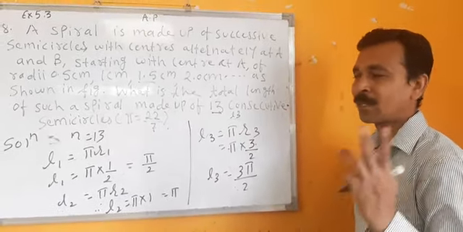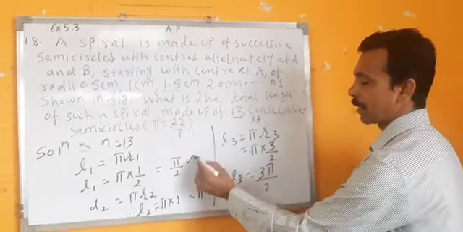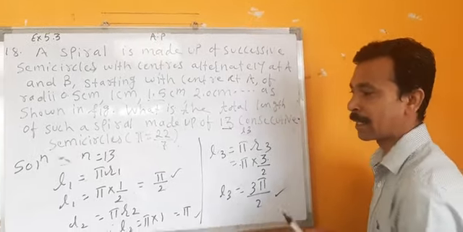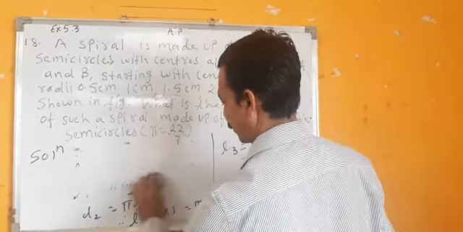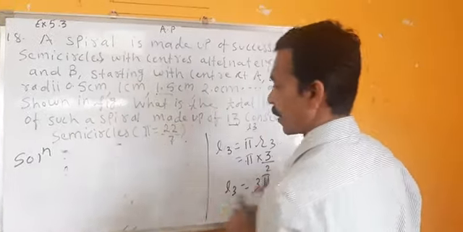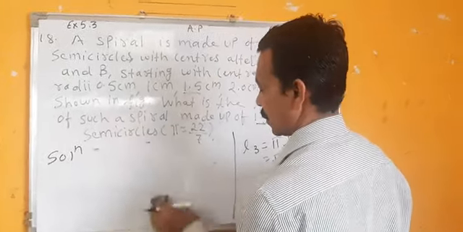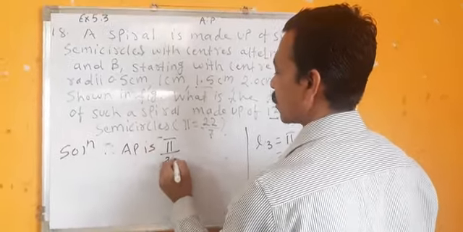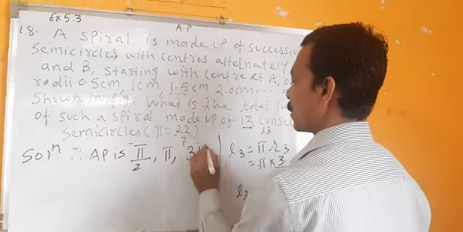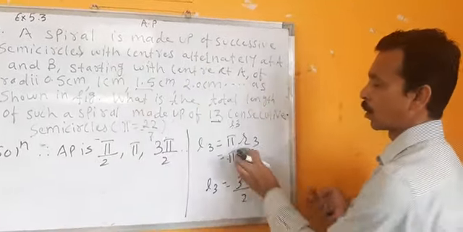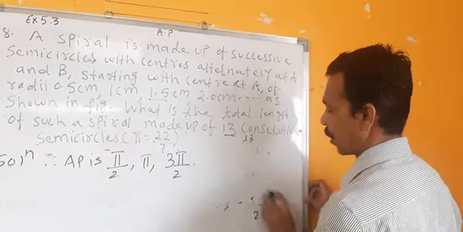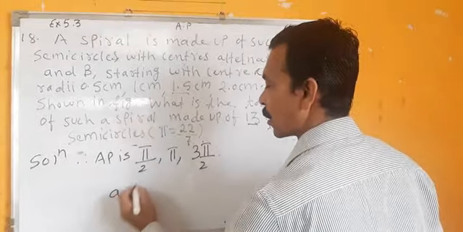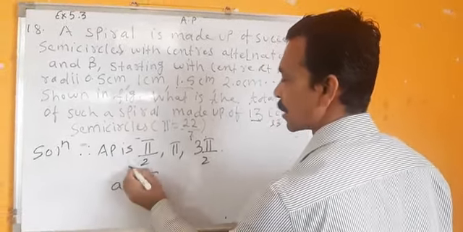Now we have got the three values: pi by 2, pi and 3 pi by 2. It forms an AP. Therefore the AP is pi by 2, pi, 3 pi by 2 and so on. Now from this AP we will find A and D. A is equal to what? Pi by 2, because this is A.